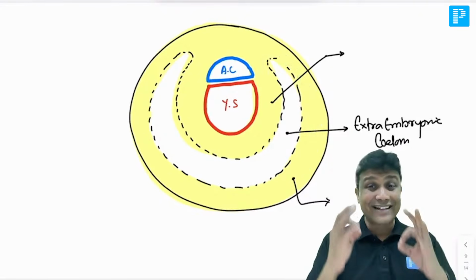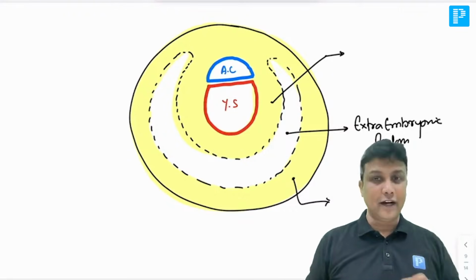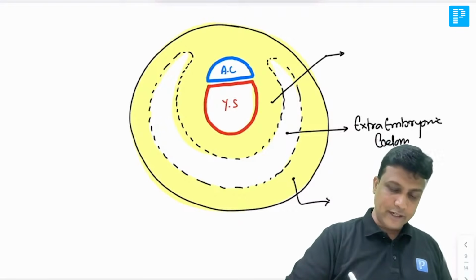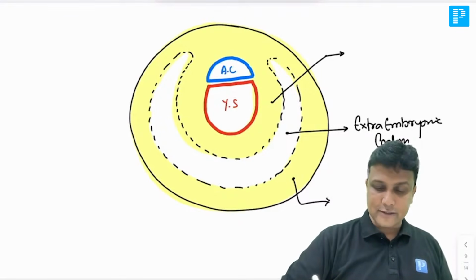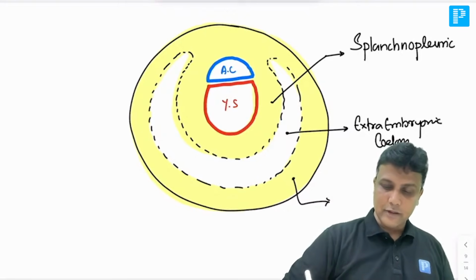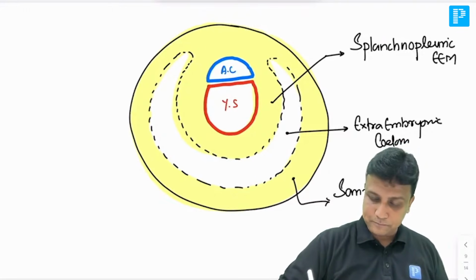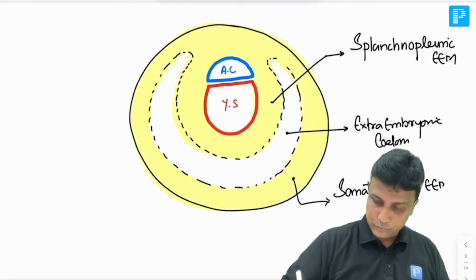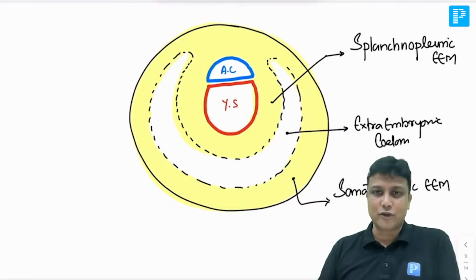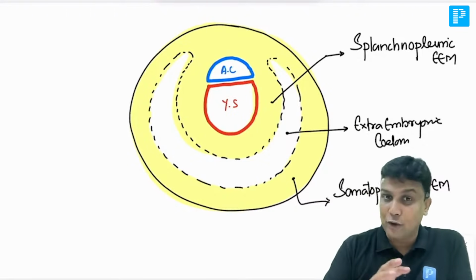So we want the exact landmark. Where exactly are the 2 mesoderms present, sir? So please remember, first of all, the names here. The inner one here will be known as the splanchnopleuric extra embryonic mesoderm. And the outer one here will be known as the somatopleuric extra embryonic mesoderm. So the inner one will be the splanchnopleuric extraembryonic mesoderm, the outer one will be the somatopleuric extraembryonic mesoderm. So we'll be having splanchnopleuric and somatopleuric.